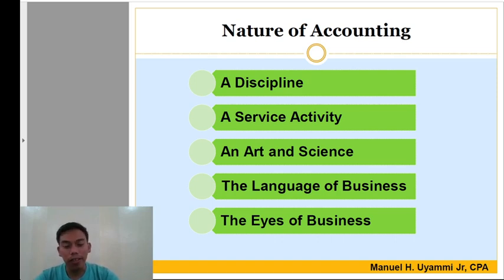Next, accounting as a service activity. This is in the definition given by the ASC. Based on this, the goal of accounting is to provide financial statements.